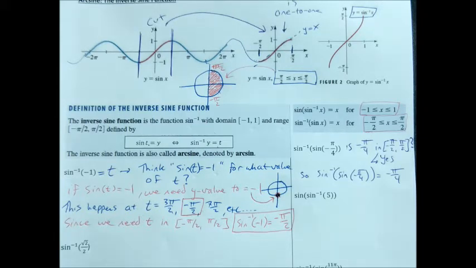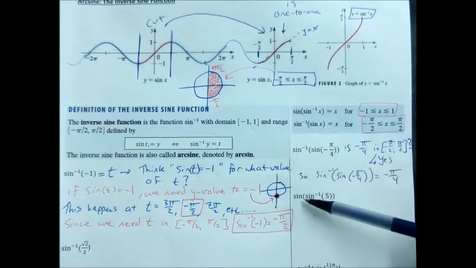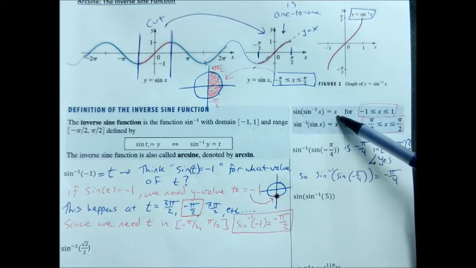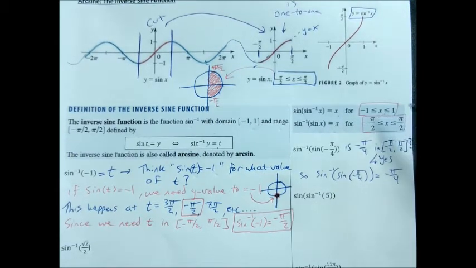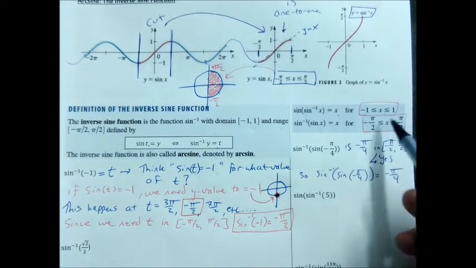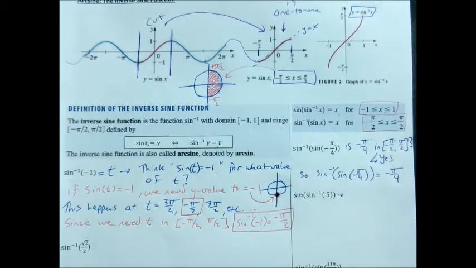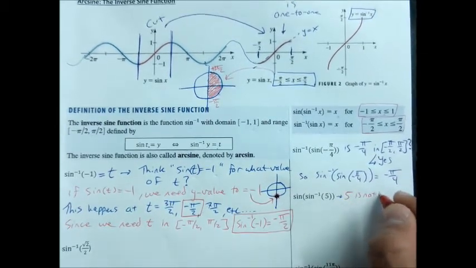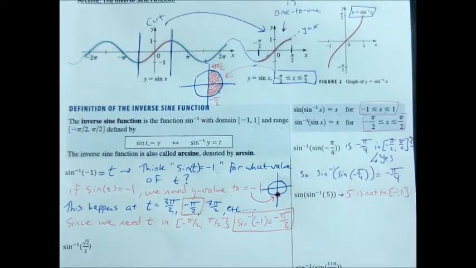All right, let's do the next one. So what about this one? This looks like the first property, right? We've got the inverse inside the sine. And so this says those two things cancel out as long as whatever x is between minus 1 and 1. And so what's the issue with this one? It's 5, which is not in that interval of minus 1 to 1. And so we could say 5 is not in the domain of the inverse.